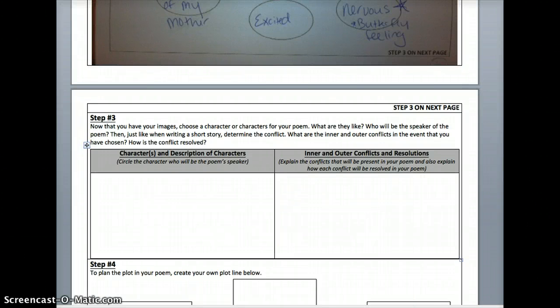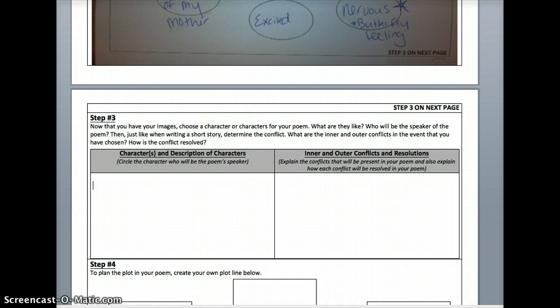For step 3, I have to choose a character or characters for my poem. I have to think about what the characters are like, who will be the speaker of the poem, and then just like when I'm writing a short story, I want to determine the conflict. What are the inner, inside the main character, and outer, that's outside of the main character, conflicts in the event that I have chosen, and how is the conflict resolved? So I'm going to brainstorm here.